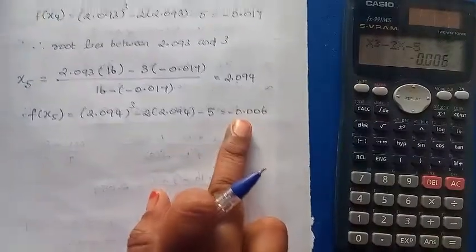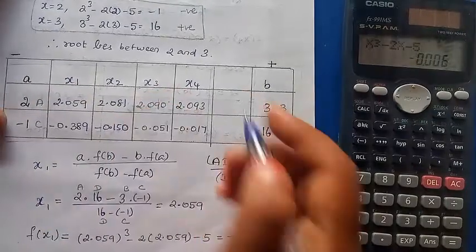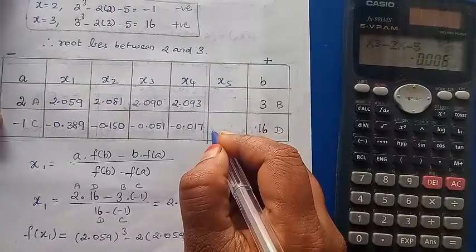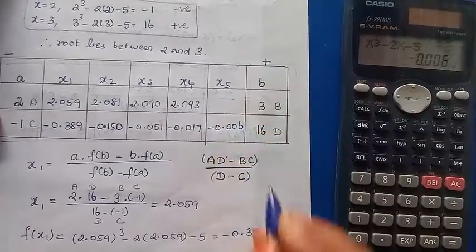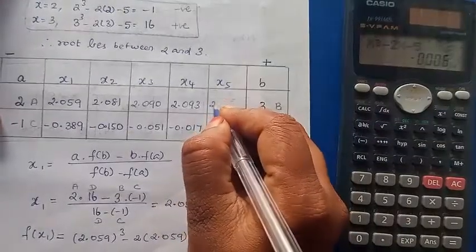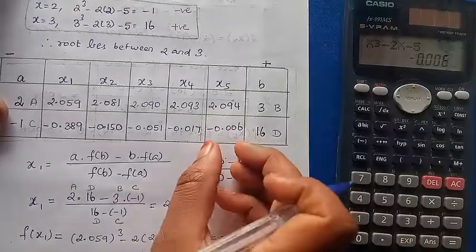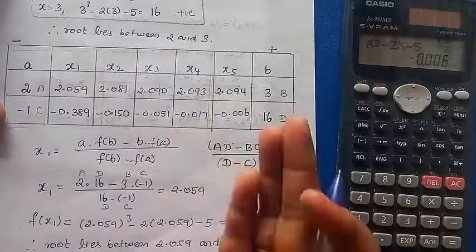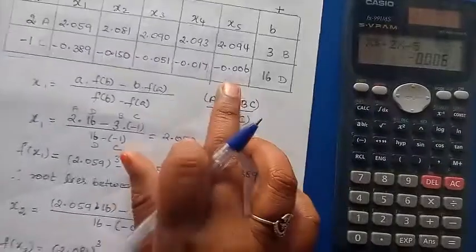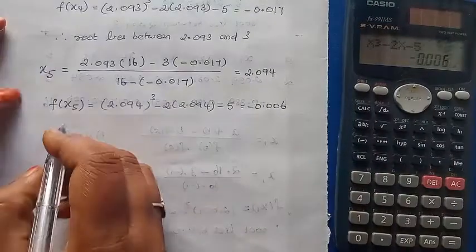Minus 0.006. Again it is negative value only. So it has to be entered in the side of negative x5. The answer what you got is minus 0.006 and the value of x5 is 2.094. It differs only by 0.001. You can stop at this stage itself because the value gets converged, or further you can go for one more step also. I am stopping here, but still let us try with one more approximated value.